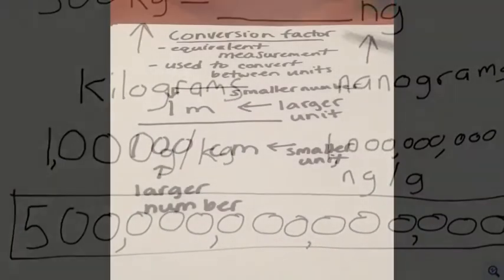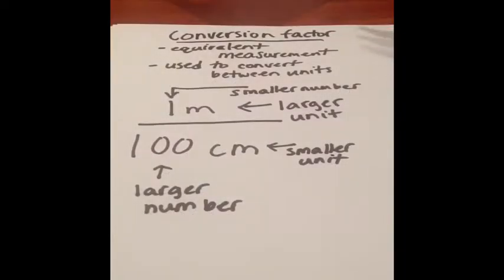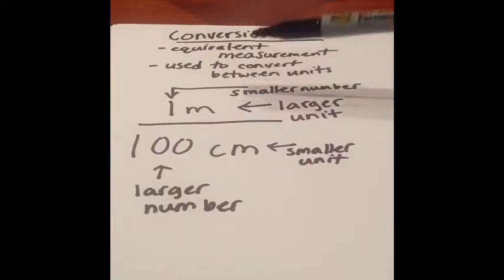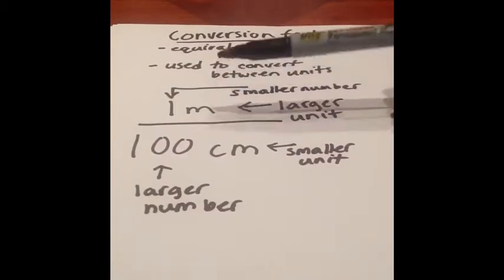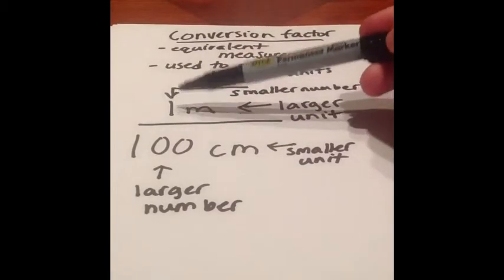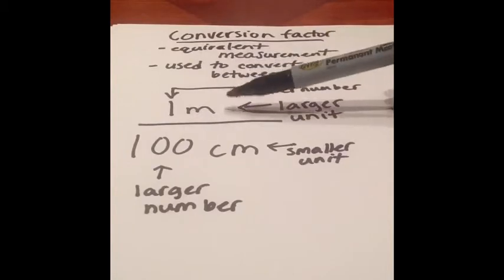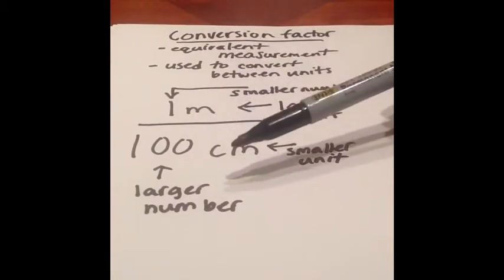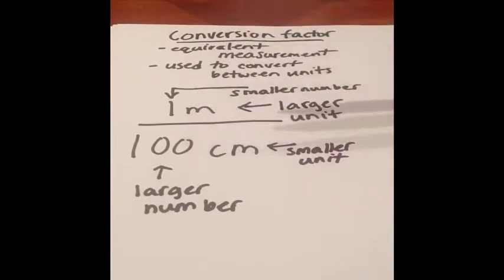Today we're going to be talking about conversion factors. Conversion factor is an equivalent measurement that is used to convert between units. Here I have the conversion factor 1 meter is equal to 100 centimeters. It's important to remember that the smaller number, which is 1, is always paired with the larger unit, which is meters, and the larger number, 100, is always paired with a smaller unit, which is centimeters.